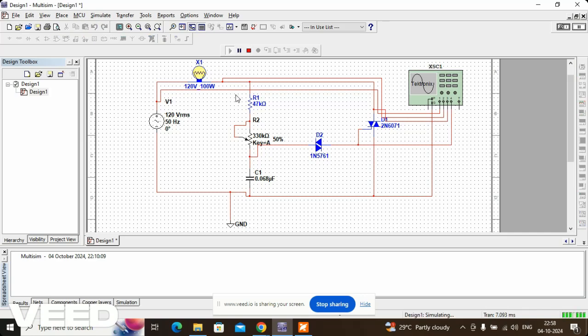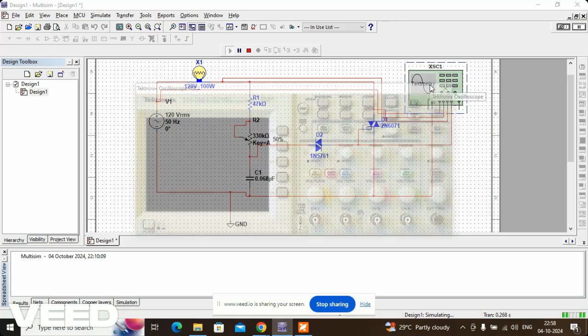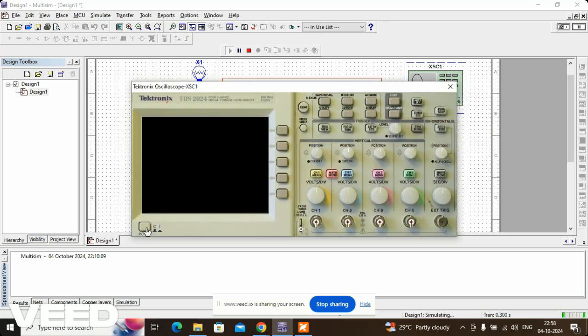Now let's see over here. You can see the bulb is blinking. That means the voltage dimmer circuit is working fine. The Diac is triggering the Triac, and because of the triggering of the Triac, the bulb load is blinking. Now let's switch on the CRO.